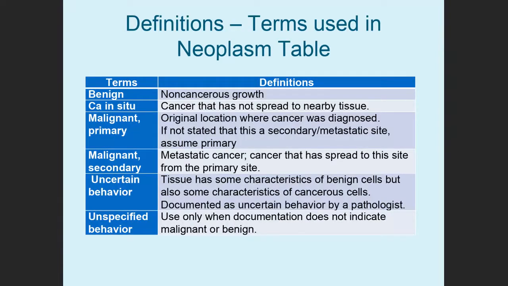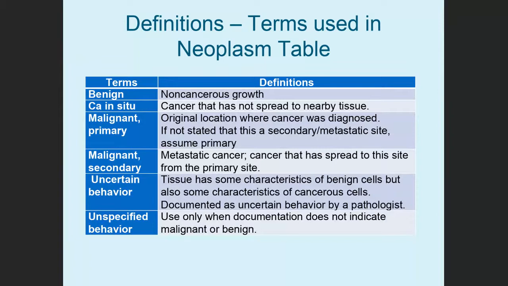So I always like to start out with a definition of terms. Most of these I'm sure you know. Benign is a non-cancerous growth. Carcinoma in situ is cancer, but it hasn't yet spread to nearby tissue. Primary malignancy is the original site where the cancer was diagnosed. Note that if the documentation doesn't state that it's a secondary or metastatic site, assume that it's primary. The secondary site is metastatic cancer, cancer that has spread to this site from the primary site.